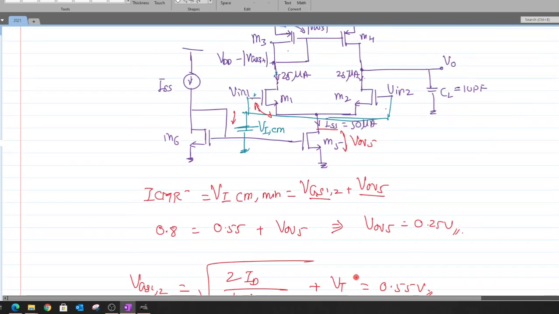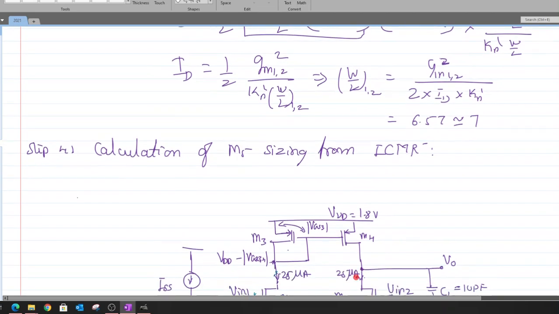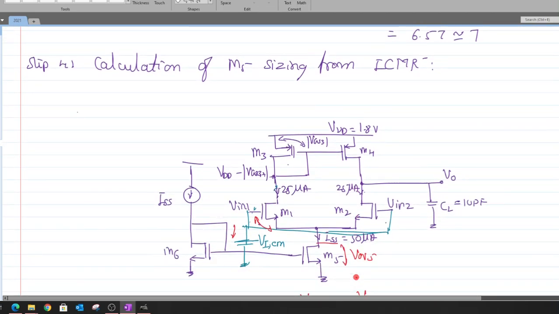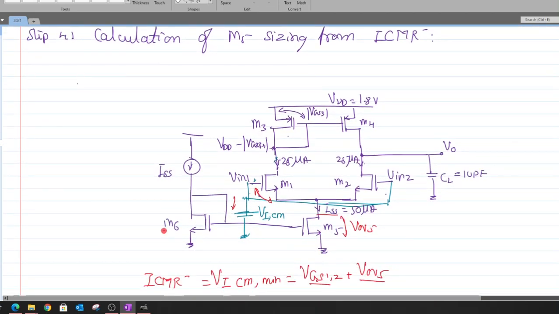So with this we have calculated the aspect ratio of all the transistors that are used. The one more important thing that we still have to calculate is the aspect ratio of this M6, which is the same as that of our M5.